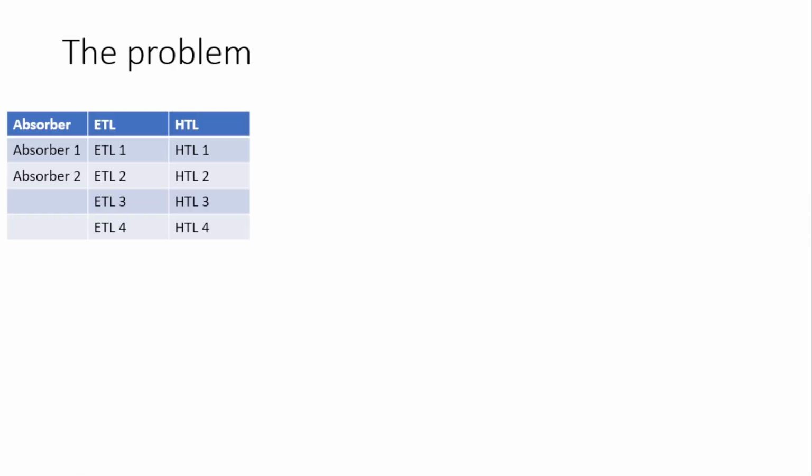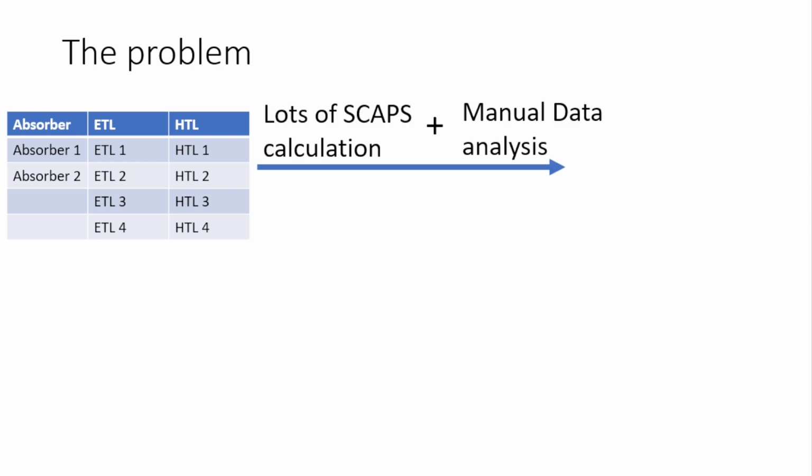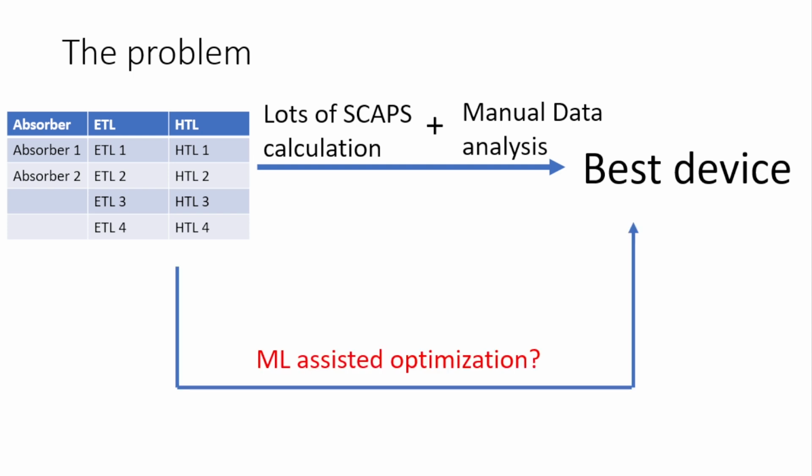A lot of times we have multiple new absorber materials and we want to test them with multiple ETL and HTL materials, which is a lot of hassle as we have to do a lot of SCAPS calculations and manual data analysis to get the best device. So I was thinking if we could develop an ML-assisted optimization process which will automate all of this and get you the best device, while you just have to initially configure some things and the model will do all the stuff for you.